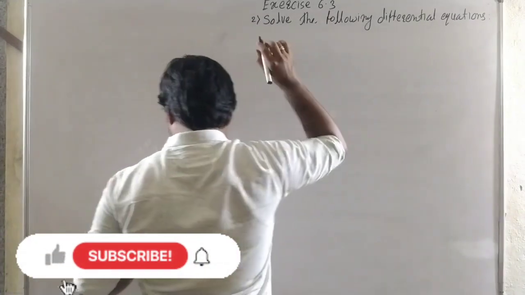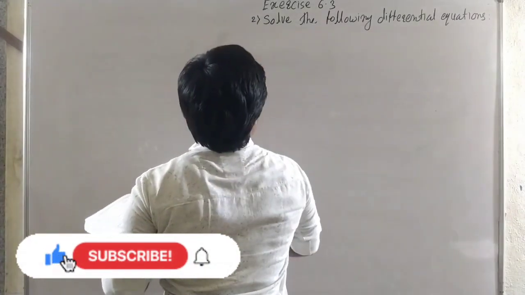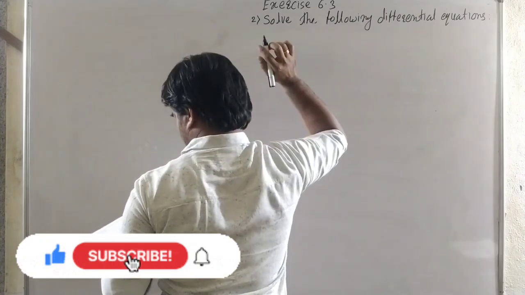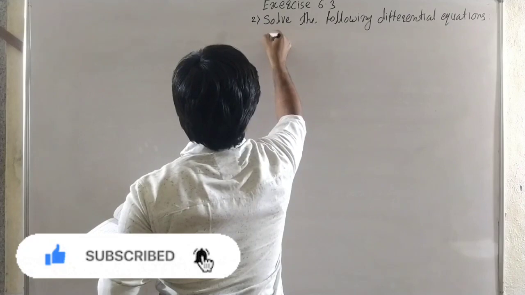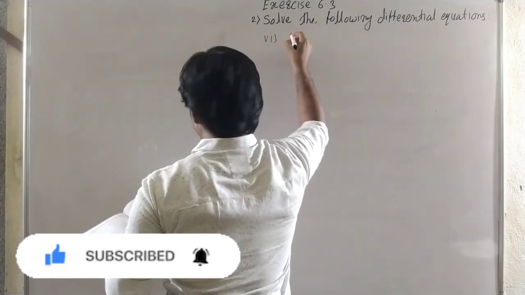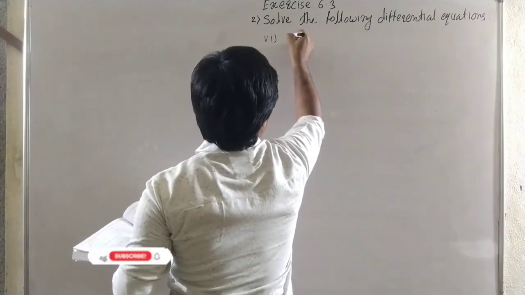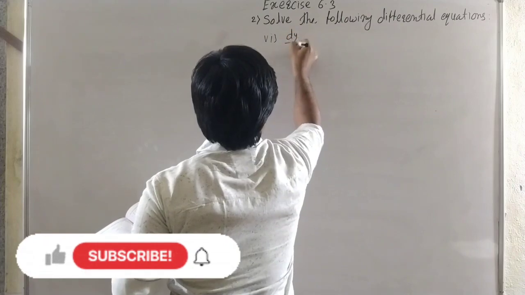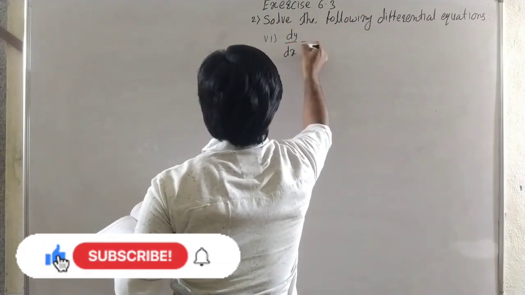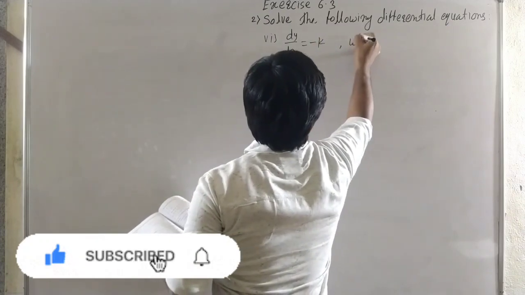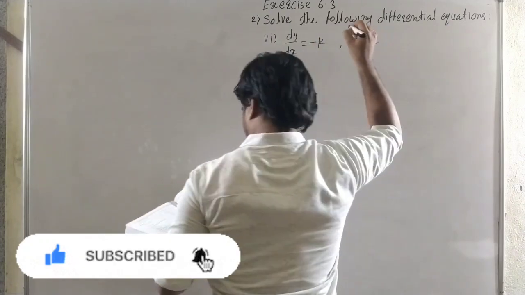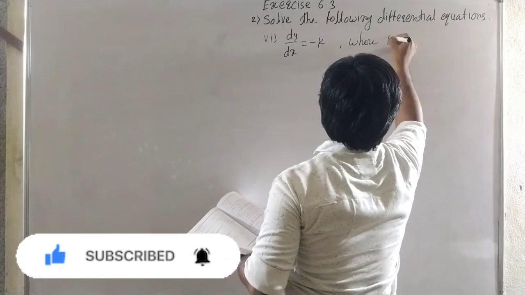Now the sixth example, question number 2 in exercise 6.3. Solve the following differential equation: dy by dx is equal to minus k, where k is a constant.